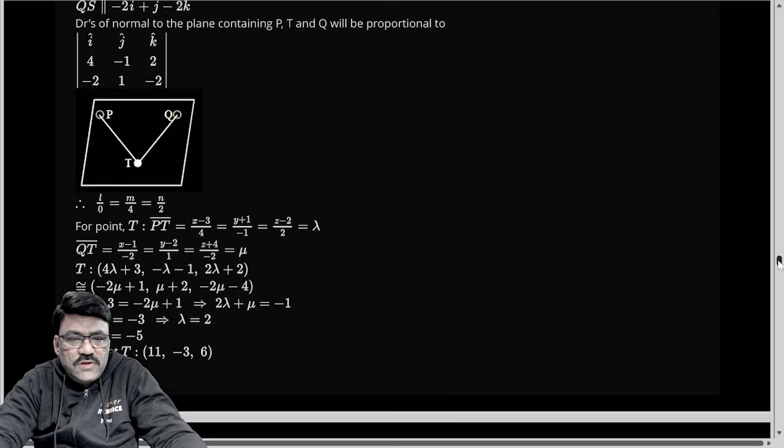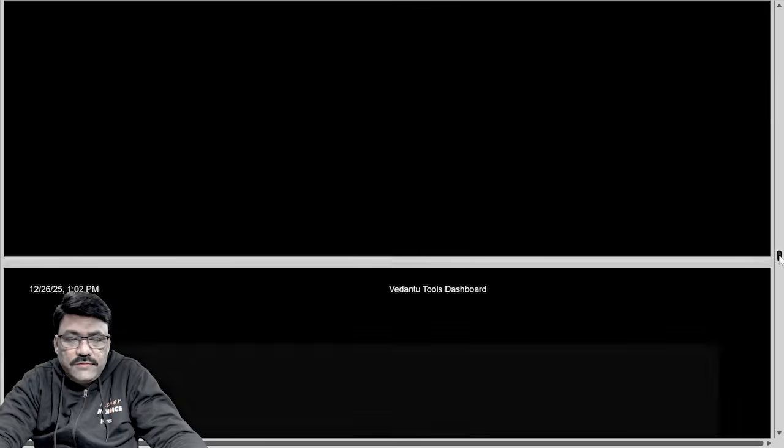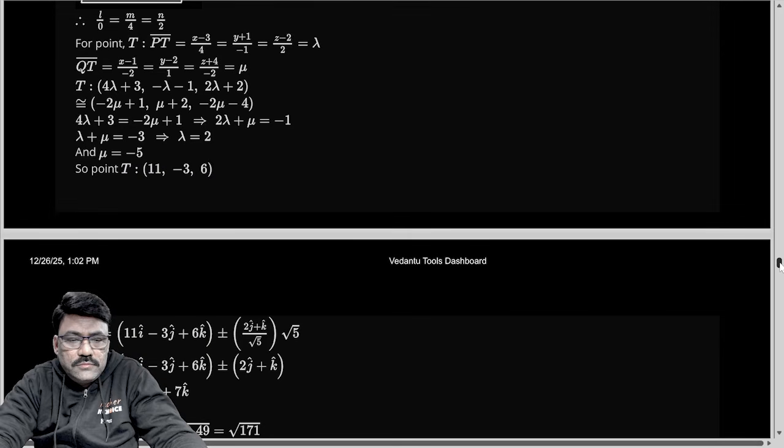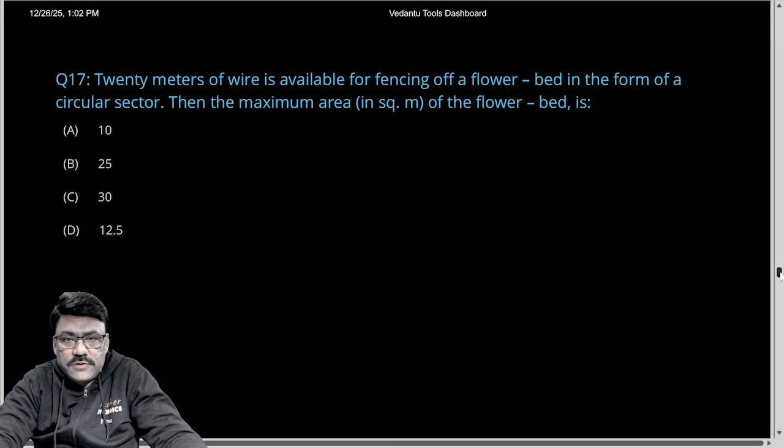11, minus 3, 6. I also got 11, minus 3, 6. Yes. The point A is 11, minus 1, 7, and 11, minus 5, it should be 11, minus 5, 5 here. Anyhow, let's move to the next question.